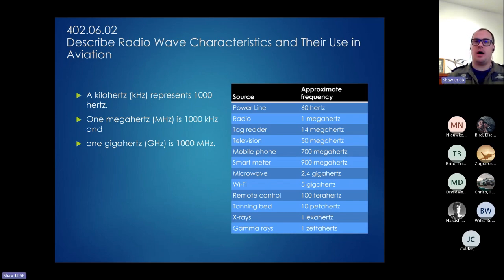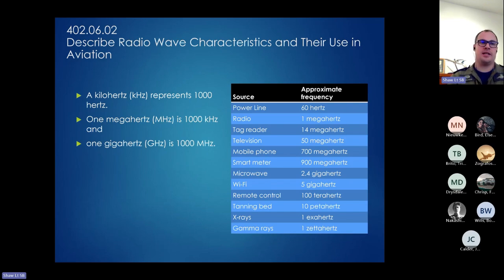For aviation, we use a higher band than that. So it starts at 108. And talking for voice broadcast, the lowest is 118.0 megahertz. A tag reader, 14 megahertz. Television, 50 megahertz.